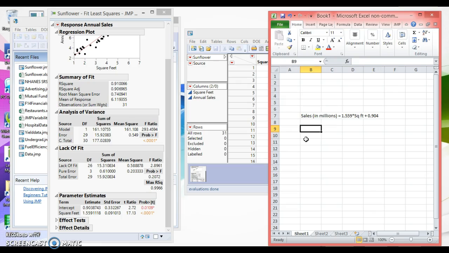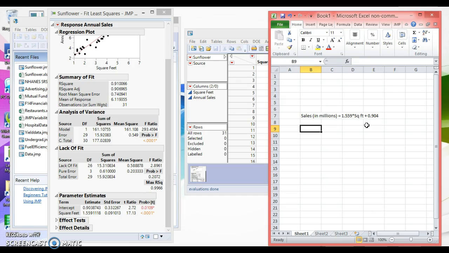So what this is saying is for every 1,000 square feet increase in the size of the building, there will be a $1.559 million increase in sales. So that is how you interpret these coefficients for this equation. And also, we probably want to go ahead and show an impractical interpretation, and that's if the building has 0 square feet, then the sales would be $0.904 million. So that's how you'd interpret this equation, and that would be B.